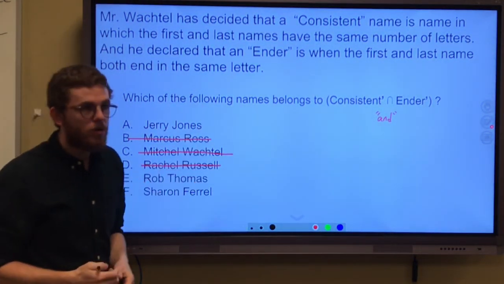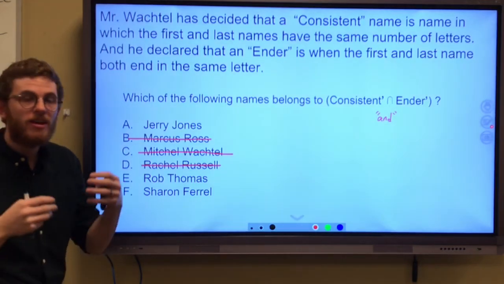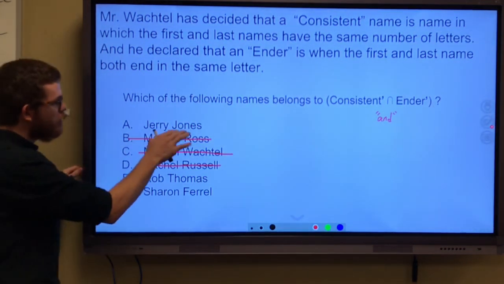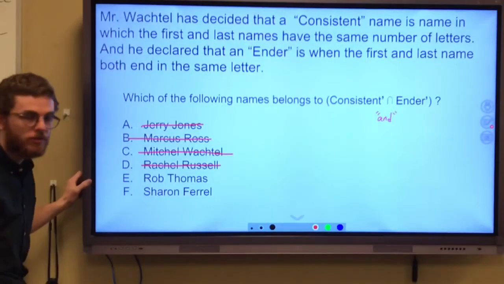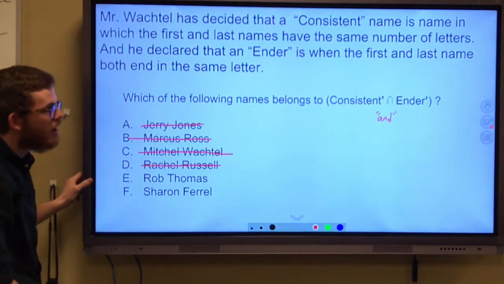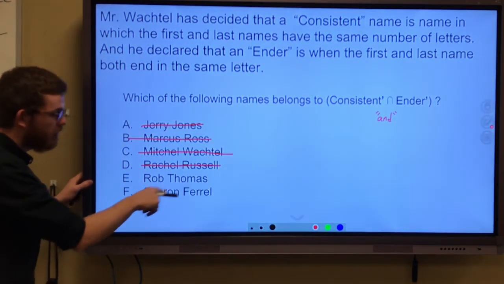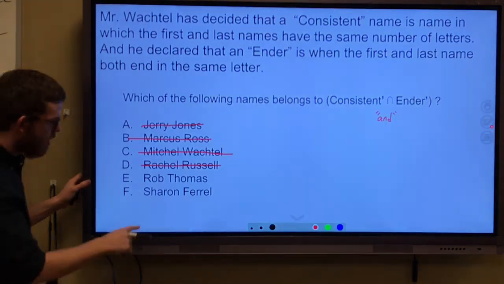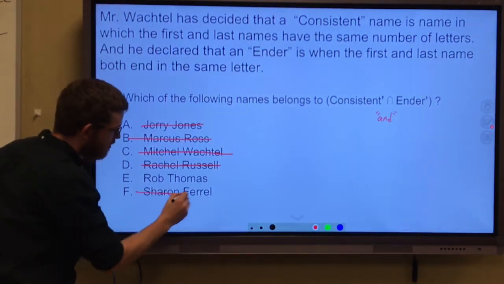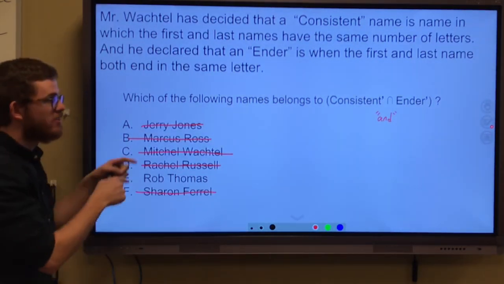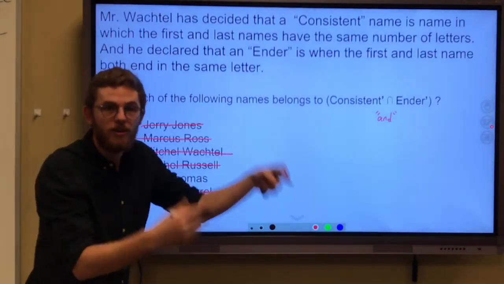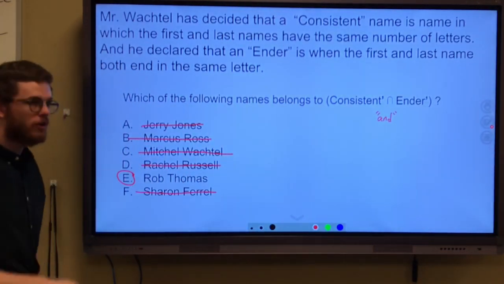They also need to be a part of the complement of consistency. It needs to have different amounts of letters. Jerry Jones has the same amount of letters. It is consistent. We want it to not be consistent. Rob Thomas, that's inconsistent. Sharon Farrell, they have the same amount of letters. The only one of these that is not consistent and not ender is Rob Thomas.